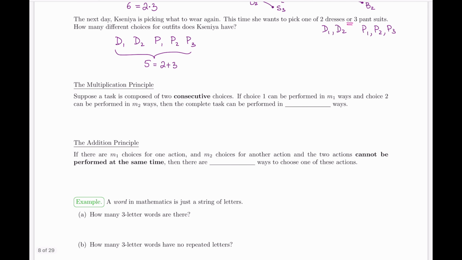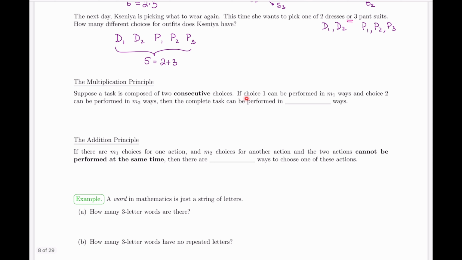So let's go through the general statements. If choice 1 can be performed in M1 ways and choice 2 can be performed in M2 ways, then the complete task that is consisting of consecutive choices can be performed in M1 times M2 ways.